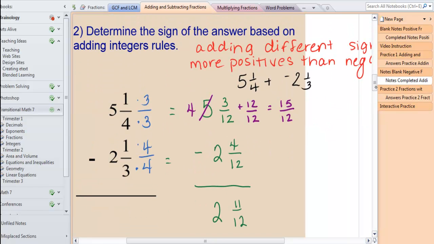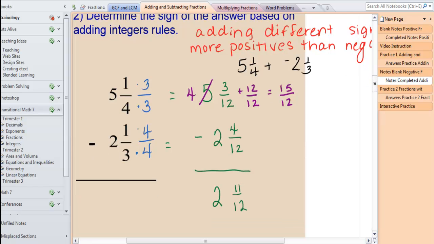5 1/4 minus 2 1/3 is going to be 5 3/12 minus 2 4/12. Now I'm going to have to regroup, so take 1 away from 5, and it becomes 4, and then I add that 1 to 3/12 as 12/12 to get 15/12. And then I just subtract, and I get 2 11/12. Let's look at another example.